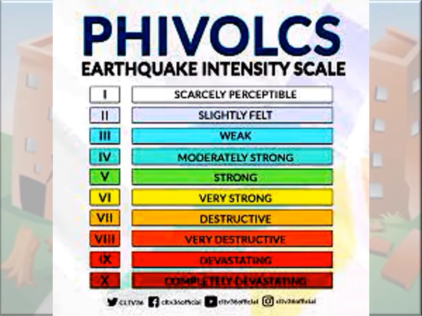Again, intensity refers to how strong or weak the earthquake is. And this chart is an example of the earthquake intensity scale that PHIVOLCS uses to identify the intensity of an earthquake in the Philippines. By the way, PHIVOLCS is an abbreviation for Philippine Institute of Volcanology and Seismology. So, for example, when an earthquake is scarcely perceptible, it falls on intensity 1, while if the earthquake is completely devastating, it falls on intensity 10. So there are descriptions here at the right portion of the scale, and then the intensity is at the left portion.